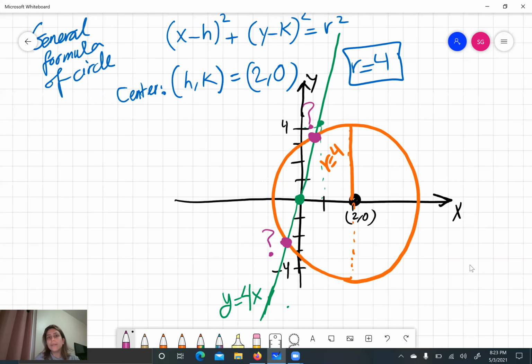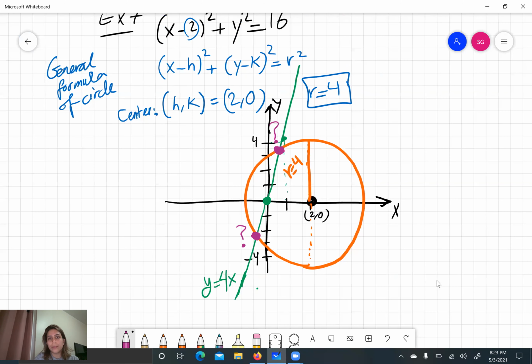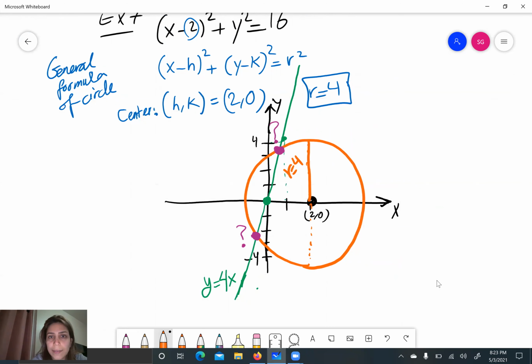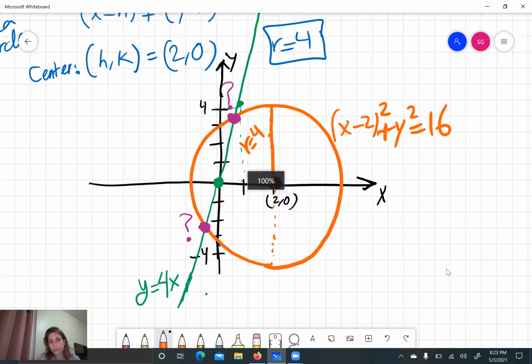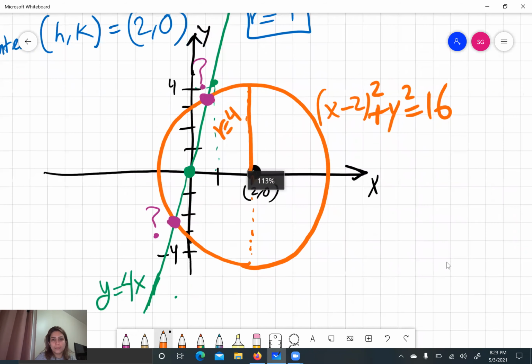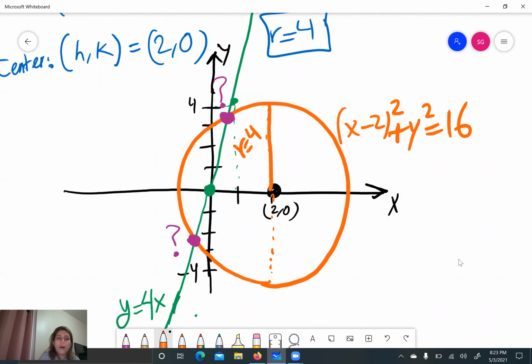So we have the equation of the circle. Let me put that in the graph as well. It's (x − 2)² + y² = 16. We have the equation of the circle and the equation of the line. Let's see how we can find these 2 intersection points. So we are looking for 2 points. What do they have in common? How can we find these points?